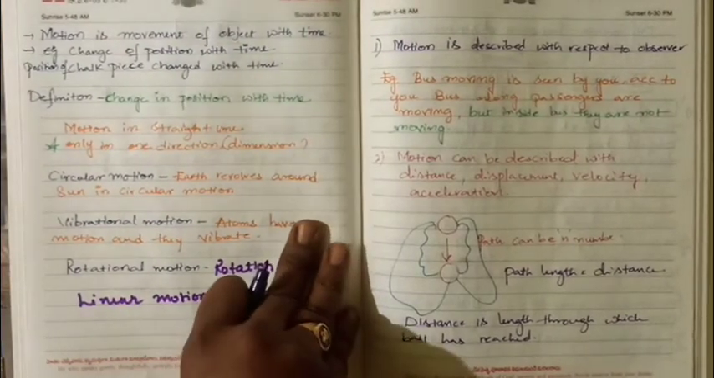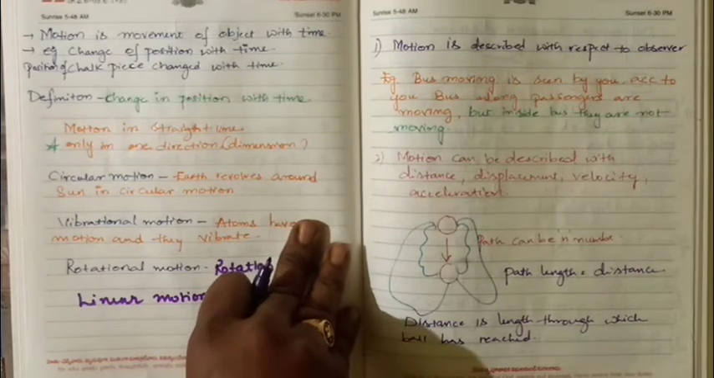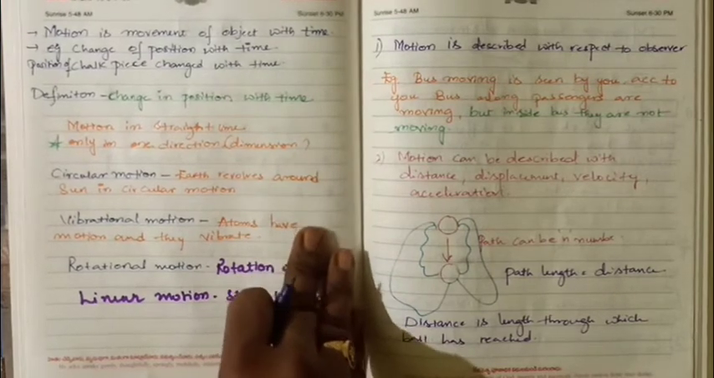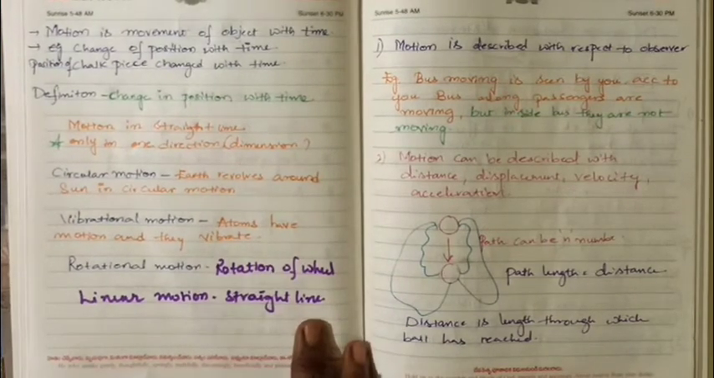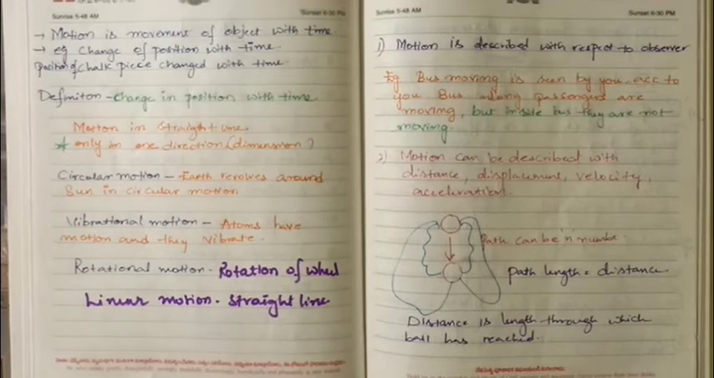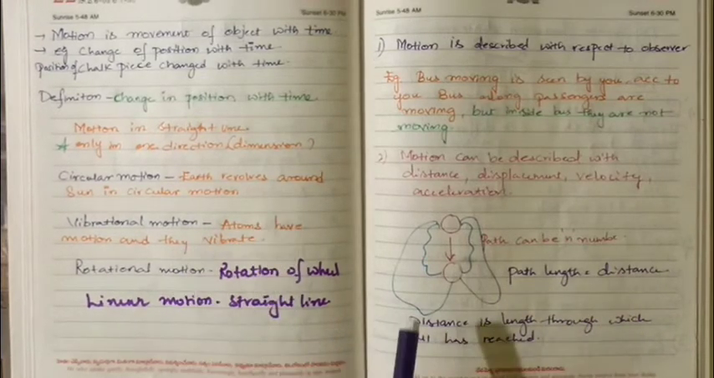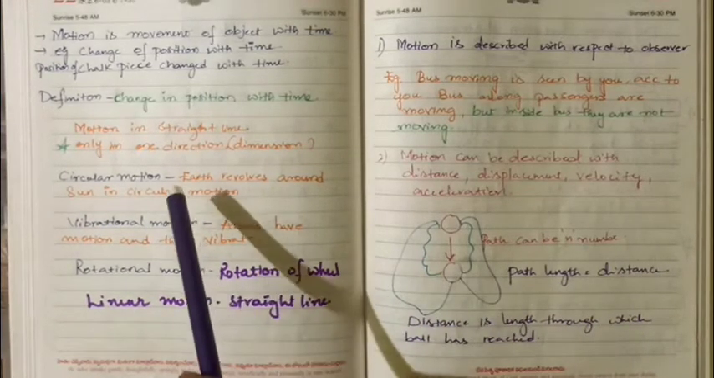Coming to the introduction of motion, motion changes with change in time. That means the position of the object changes with the change in time. So it requires a reference point for this. So motion is of different types. Few types of motion I have written here.